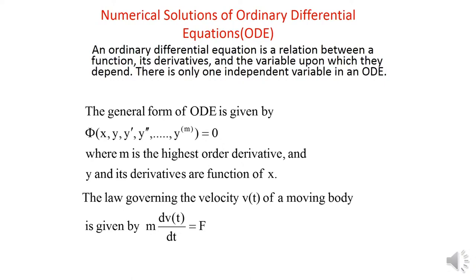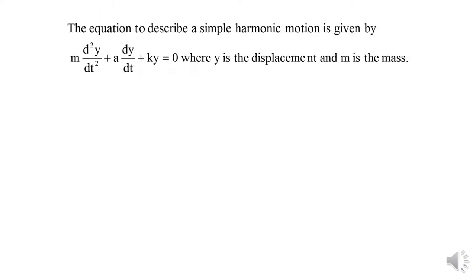dash etc. these are its derivatives, and m is the highest order derivative here, and these are the functions of x, y, and its derivatives are functions of x. Now this is an example. The law governing the velocity v(t) of a moving body is given by m dv upon dt is equal to f. So this is an equation, and another example is the equation to describe a simple harmonic motion, given by m d square y upon dt square plus a dy upon dt plus ky is equal to 0, where y is displacement and m is the mass.